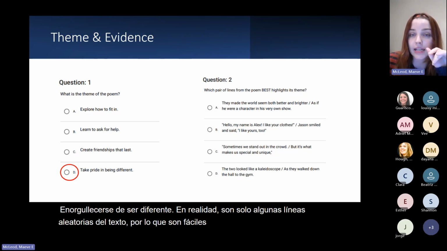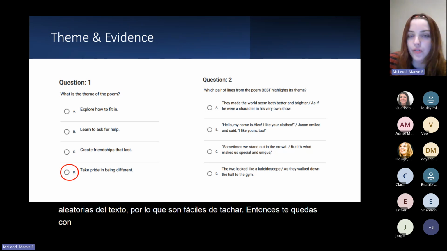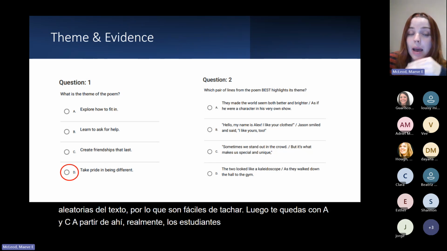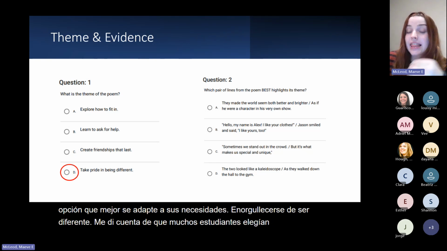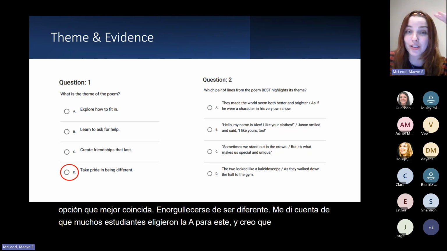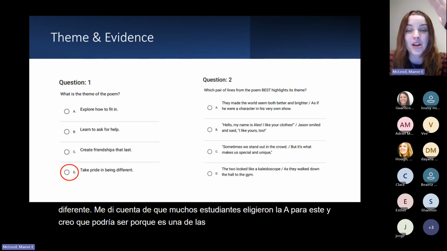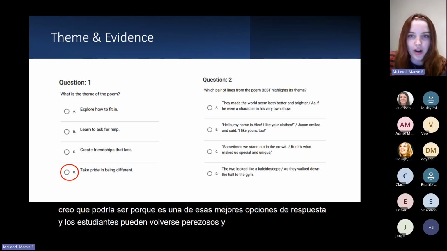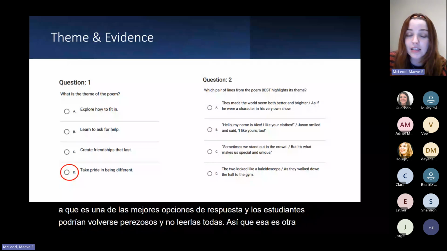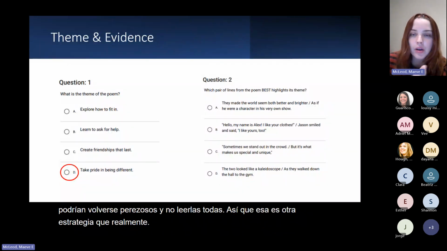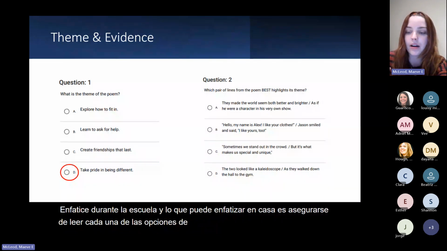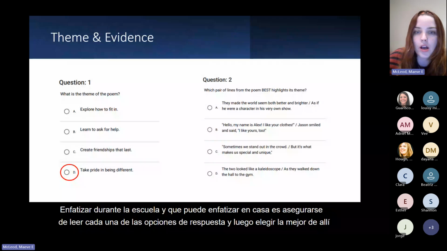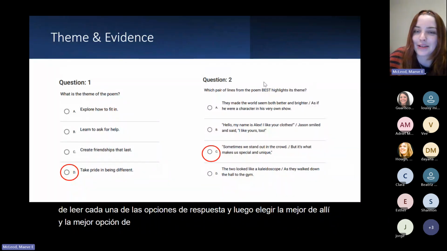Then you're left with A and C. From there, really, students have to pick the best choice that best matches taking pride in being different. I noticed a lot of students picking A for this one, and I think it might be because it's one of those top answer choices, and students might get lazy and not read through all of them. So that's another strategy we really emphasize during school and that you can emphasize at home: making sure to read every single answer choice and then picking the best one from there. And the best answer choice there was C.